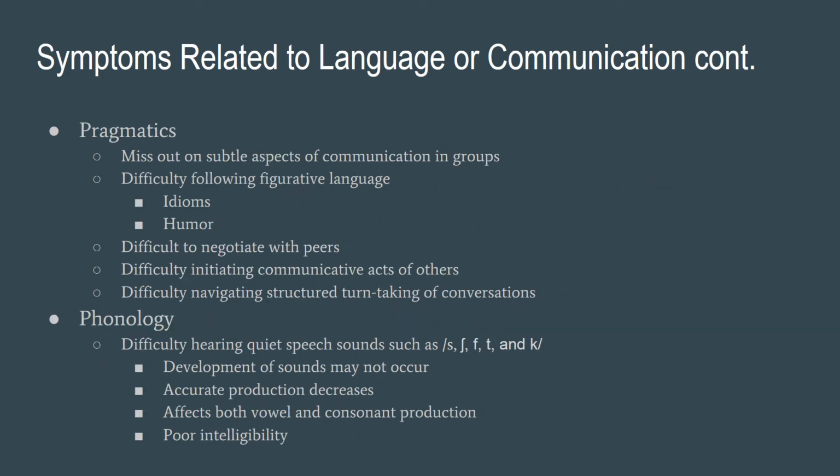Symptoms related to pragmatics include missing out on subtle aspects of communication in groups, difficulty following figurative language, such as idioms or other humor, difficulty negotiating with peers, difficulty initiating communicative acts of others, and difficulty navigating structured turn-taking conversations. In phonology, the child or person with the hearing loss may have difficulty hearing quiet speech sounds, such as sh and k. The development of sounds may not occur. Accuracy of production decreases. It affects both vowel and consonant production, and the person with the hearing loss may have poor intelligibility.